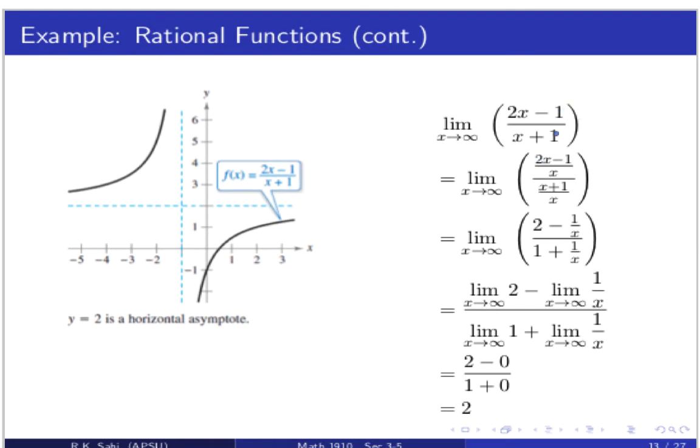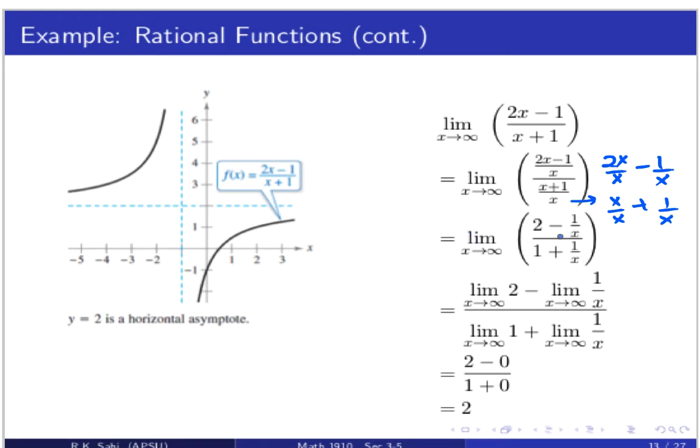So, remember, according to this, the degree of the denominator is 1. So what we do is we divide the numerator by x to the power 1 as well as the denominator by x to the power 1. And then we do simple calculations. So this means you're having 2x over x minus 1 over x. What do you get? 2 minus 1 over x. In the denominator, you get x over x plus 1 over x. You get 1 plus 1 over x.